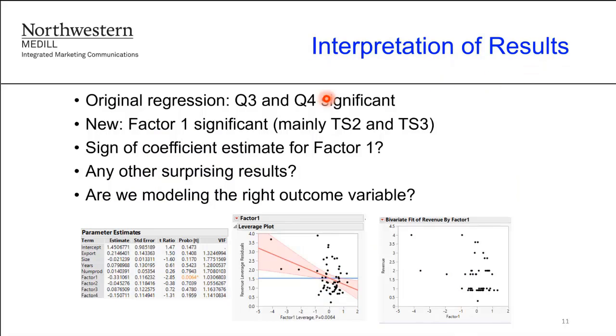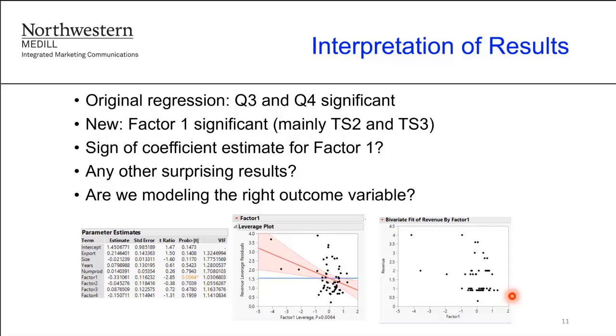Now the interpretation of the result. In the original regression, we saw question 3 and question 4 are significant. In this new regression, we found that factor 1 is significant, right? And the sign of the coefficient estimate for factor 1 is negative. So if we have a bivariate fit of revenue by factor 1, it shows a downward trend between those two. So we can check the signs of the coefficient estimates.